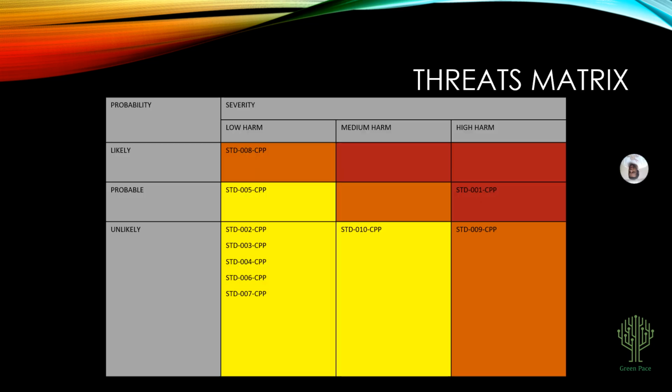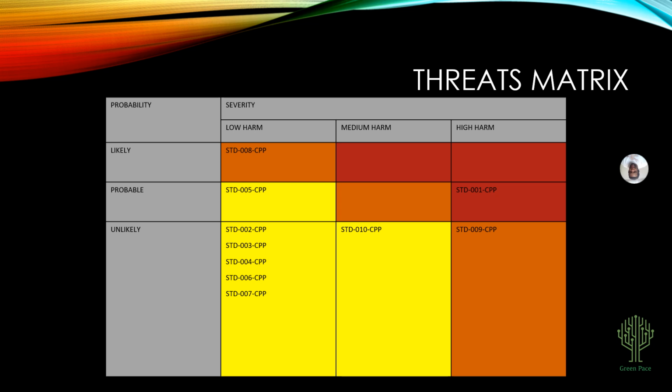Let's start by looking at the threats matrix. This matrix outlines the 10 coding vulnerabilities we've identified, along with their severity, likelihood, remediation costs, and priority level. For example, STD001 CPP C style variadic functions. It is high severity, a probable likelihood, a medium remediation cost, and priority level 12, which is high.